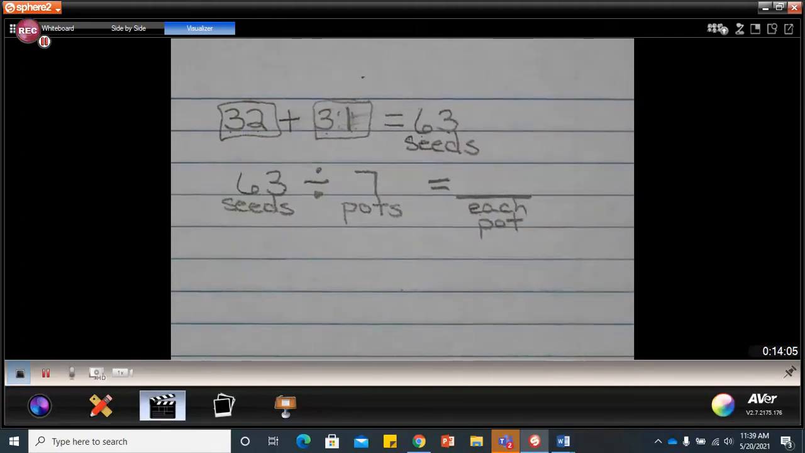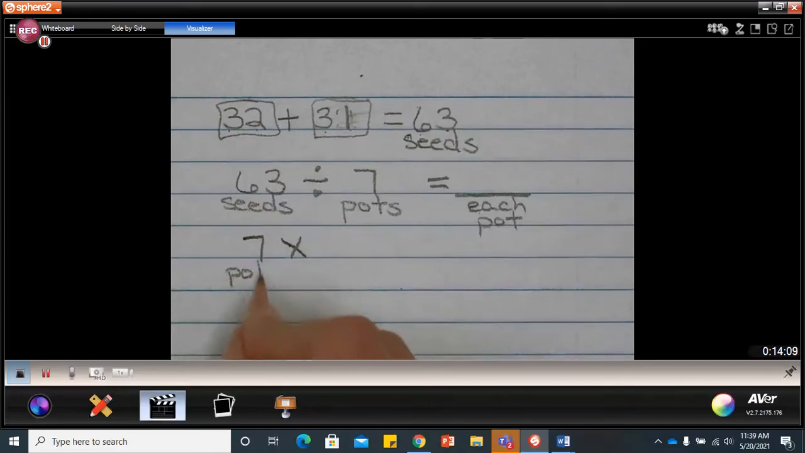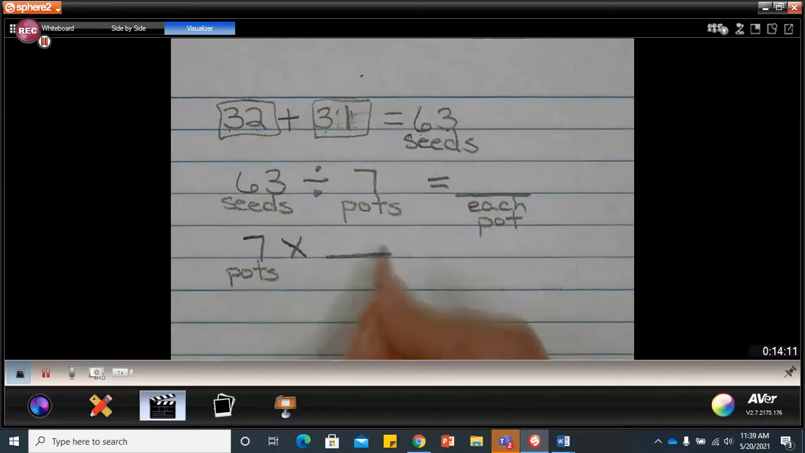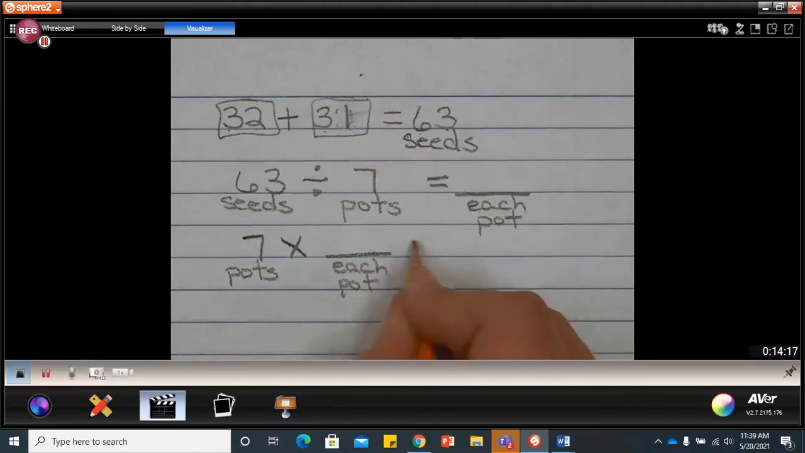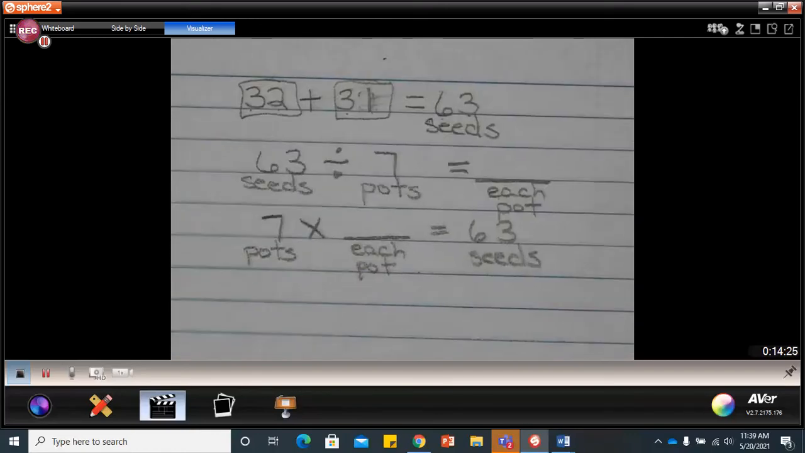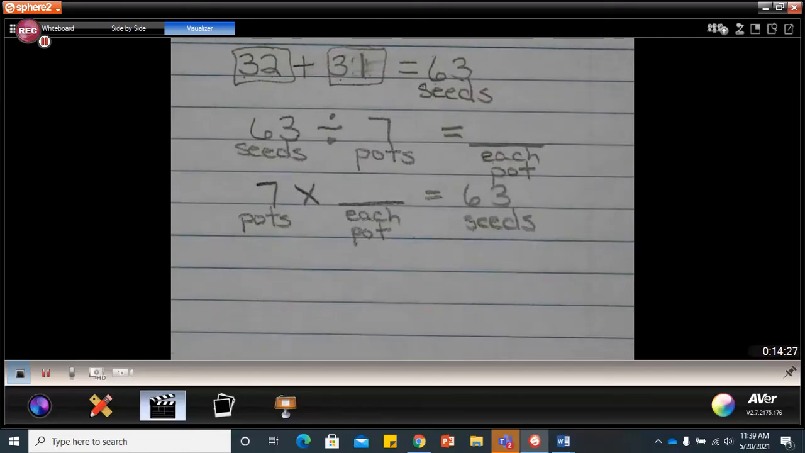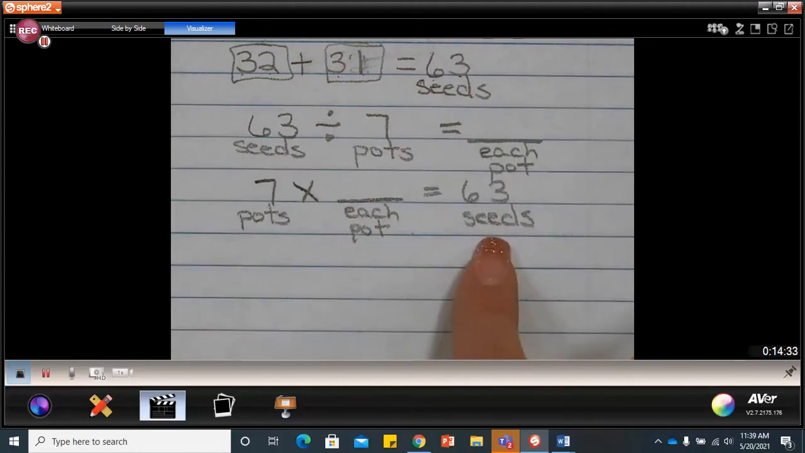So remember, if you know your multiplication facts, these are the pots or the groups. These are the number in each group or each pot, and my total is going to be 63 seeds. So if you know your multiplication facts really well, and hopefully you do, you could tell me how many groups of blank would make 63.